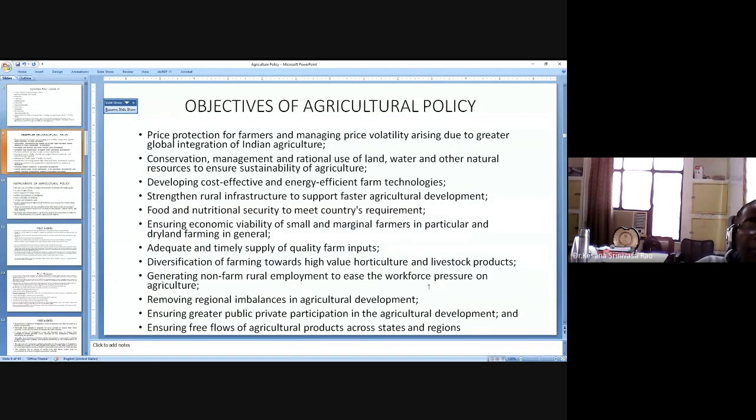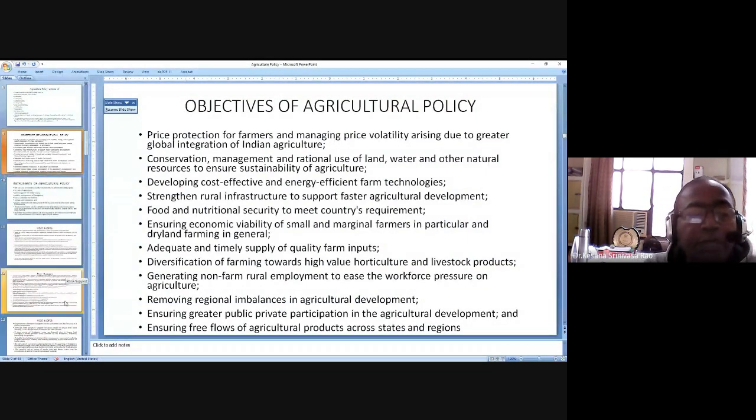Then ensuring greater public private participation in agriculture development. As we have already seen, the public investment is coming down in the agriculture sector, so it can be substituted by private investment only. Okay, the private people have to start the investment process in agriculture, then only will public private investment be in a position to balance or substantiate the overall agriculture production process.